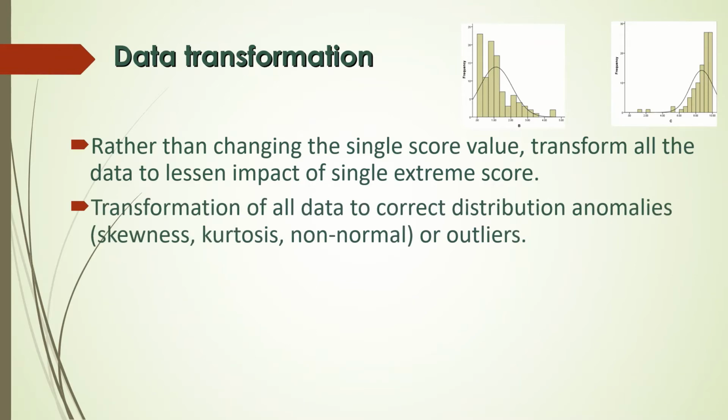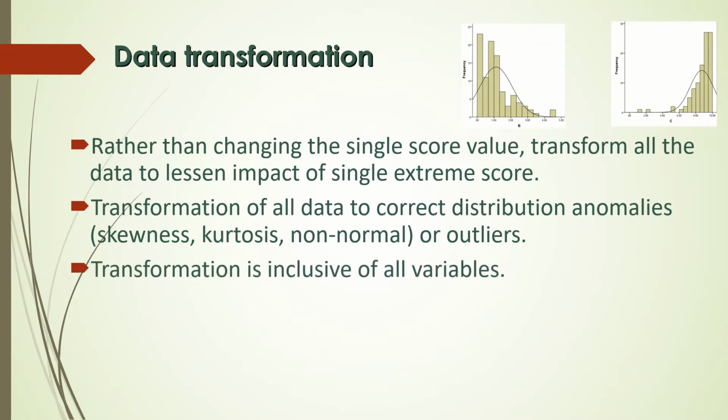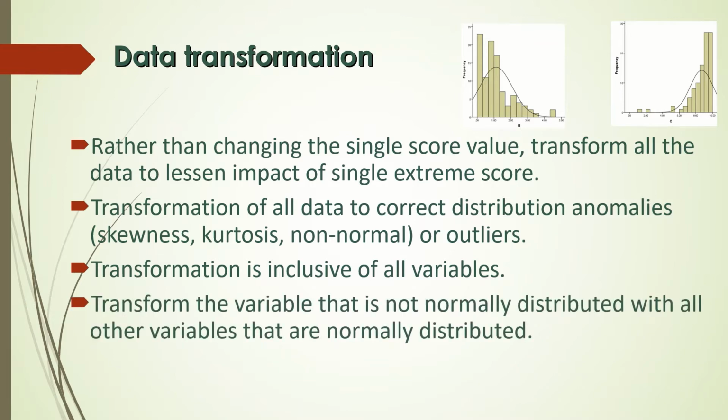Transformation of all data to correct distribution anomalies: skewness, kurtosis, non-normality, or outliers. When you do a transformation, it is inclusive. You transform all the variables in all the data you have. So transform the variable that is not normally distributed in addition to all other variables that are normally distributed. So when you do a transformation for your data, transform the normally distributed ones and the non-normally distributed ones.